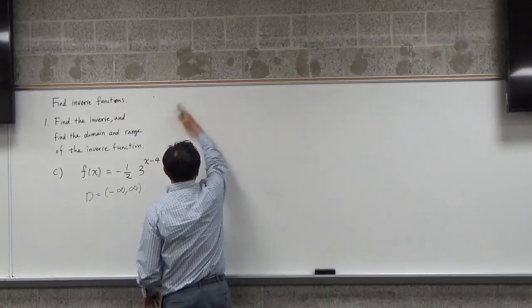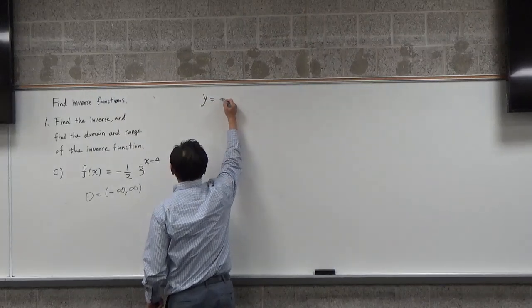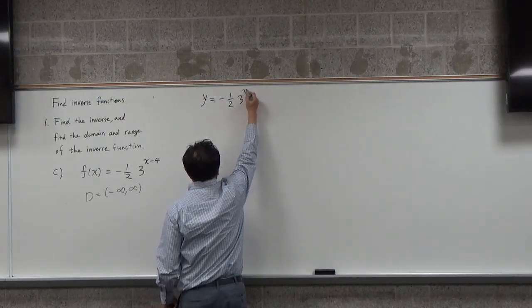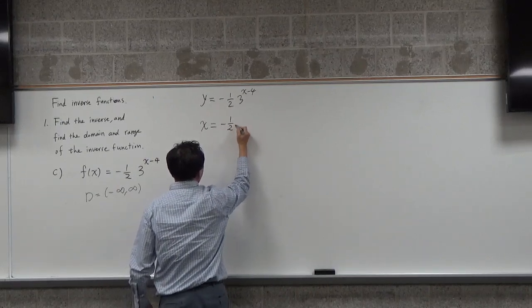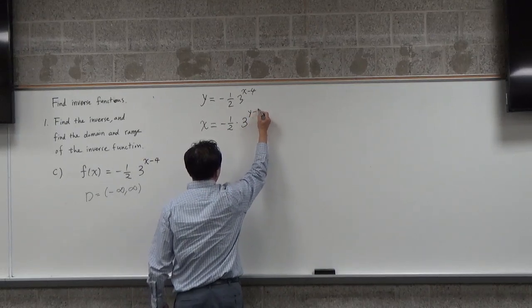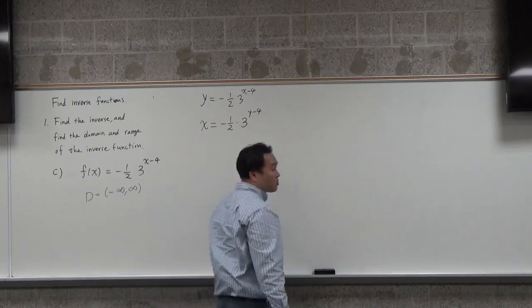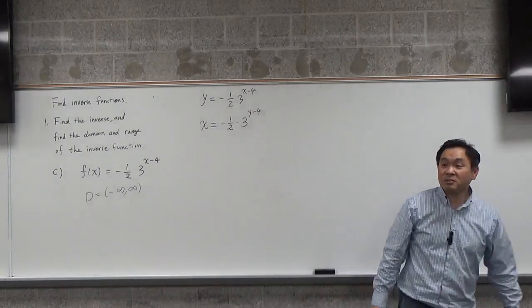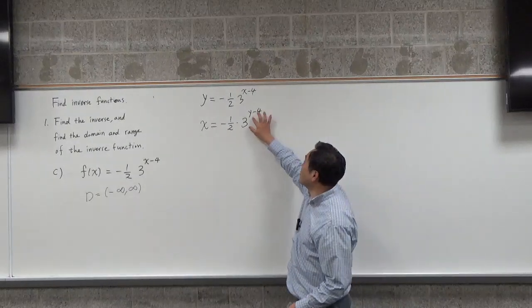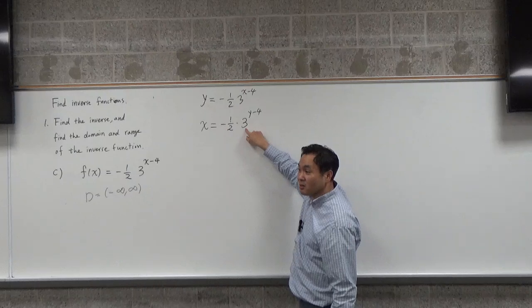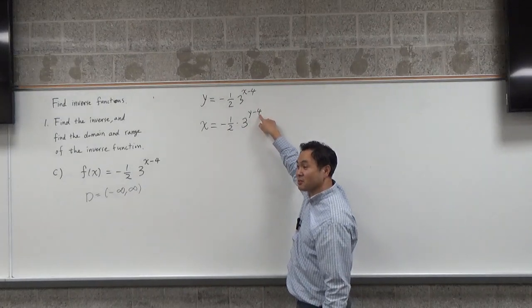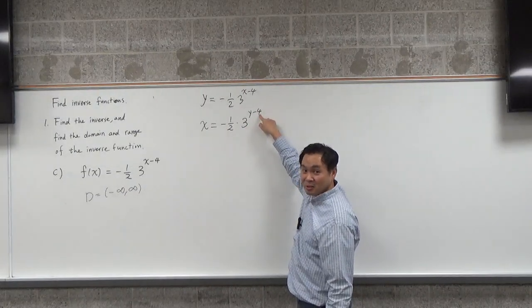Okay, now you introduce the y, switch x and y, so x is equal to negative 1/2 times 3 to the y minus 4. And you're trying to solve for y, right? And this time, because y minus 4 has to be done first and then raised over 3, this should be done last. Okay, yeah. All right, you get that?